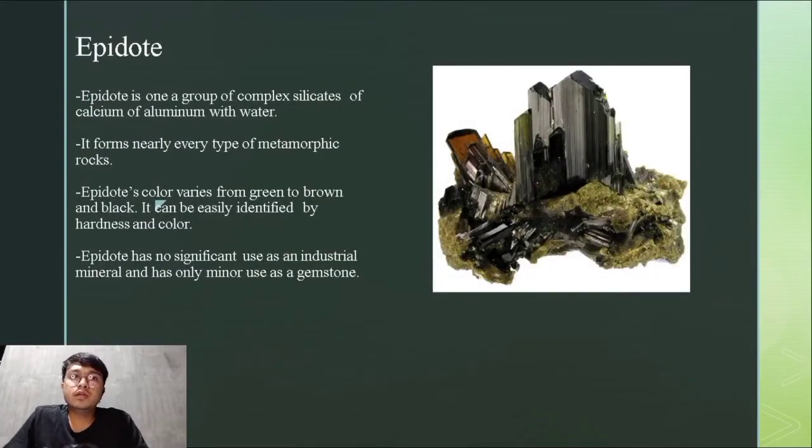Epidote. Epidote is one of a group of complex silicates of calcium and aluminum with water. It is formed in nearly all types of metamorphic rocks. Epidote color varies from green to brown and black. It can be easily identified by hardness and color. Epidote has no significant use as an industrial mineral and has only minor use as a gemstone.